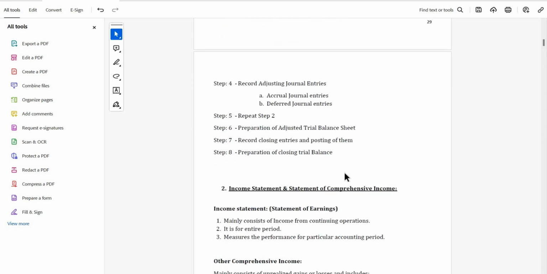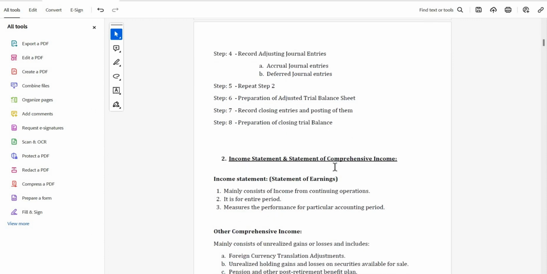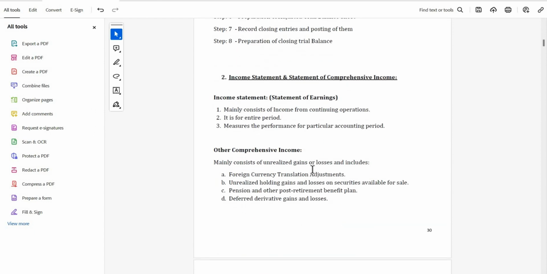Then we prepare the trial balance. Then from the trial balance we prepare the income statement. From the income statement we prepare the balance sheet, and then other statements, the other comprehensive income statement, then cash flow, and it will go on. Finally we have to prepare reports. Then income statement and statement of comprehensive income.